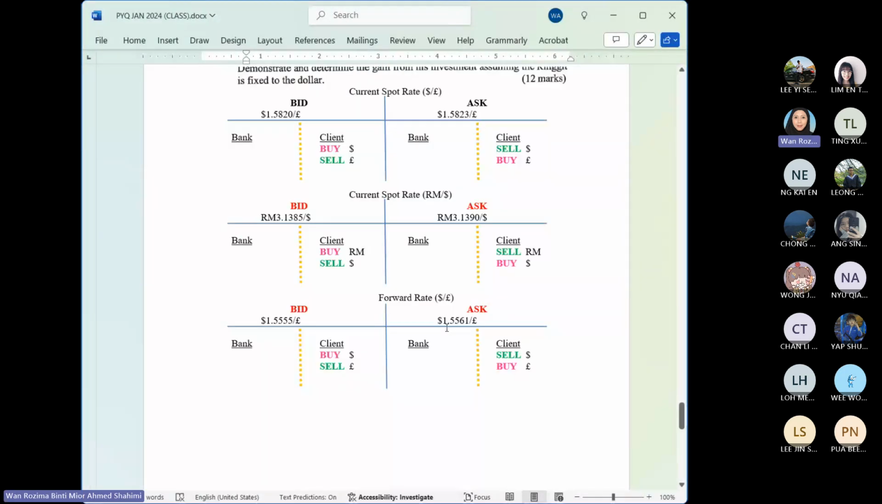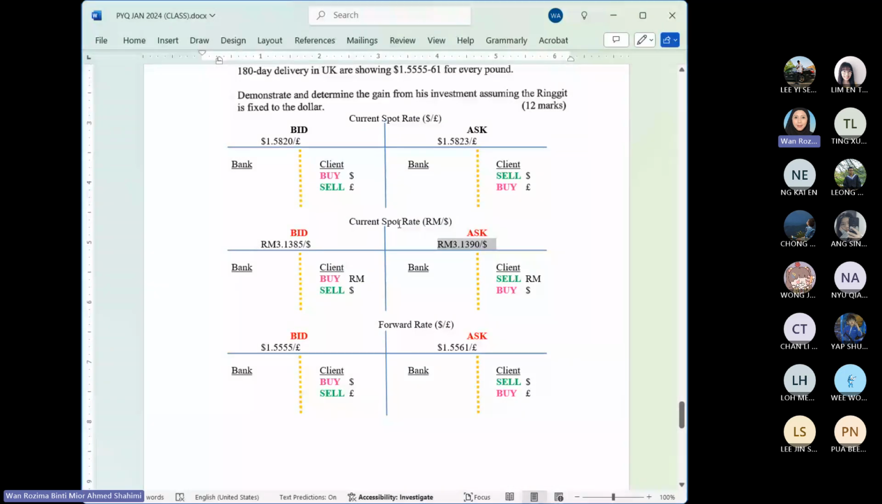Why do you need to use the current spot rate? Remember, the Malaysian ringgit is fixed to USD. So whether it's the current spot rate, year 0, or year 1, or 6 months, it is still fixed. Whatever the answer for the current is the same in the future as well. So since we have this Malaysian ringgit investment return value, you need to convert back to USD. So sell Malaysian ringgit, buy USD.